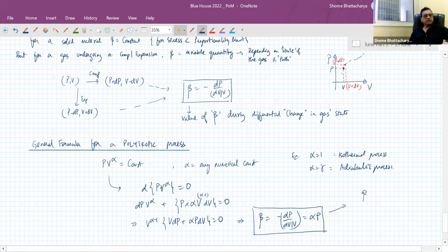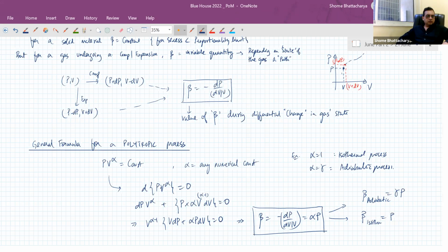So that is why, for example, we say that in an adiabatic process, the Bulk's modulus of elasticity is gamma into P. For an isothermal process, the value of Bulk's modulus is equal to the instantaneous pressure. Okay, so since you've done this in the last lecture, you should be pretty clear with this.